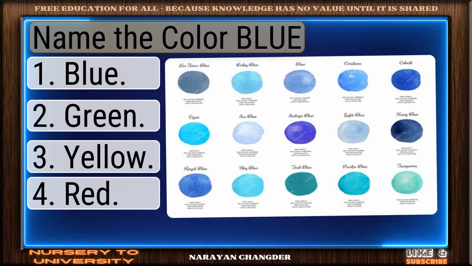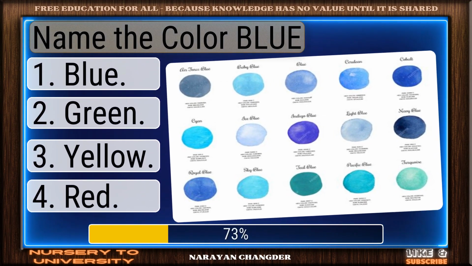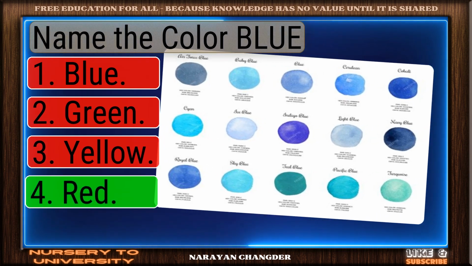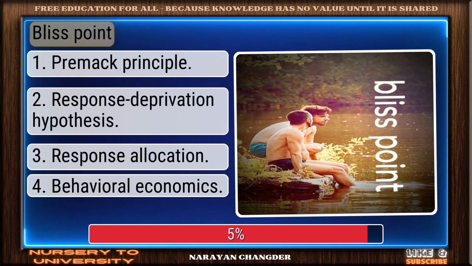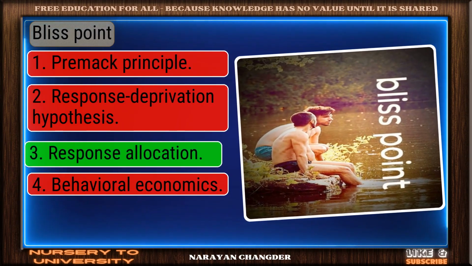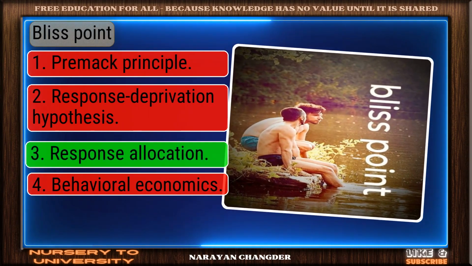Name the color blue. Solid response. Red is a valid choice. Bliss point. You're right. Response allocation is the correct answer.